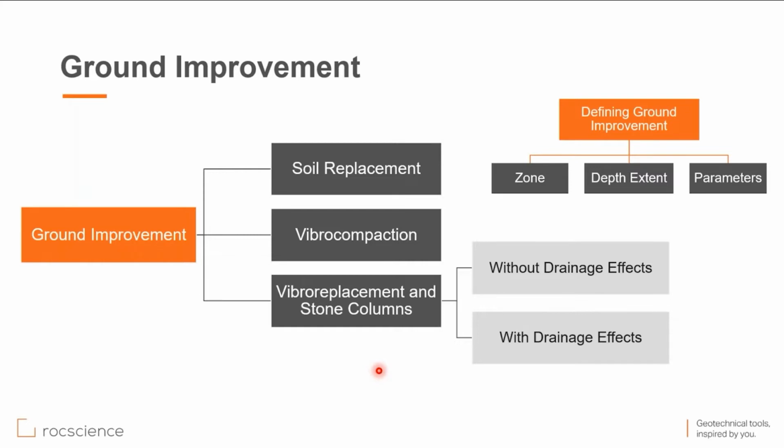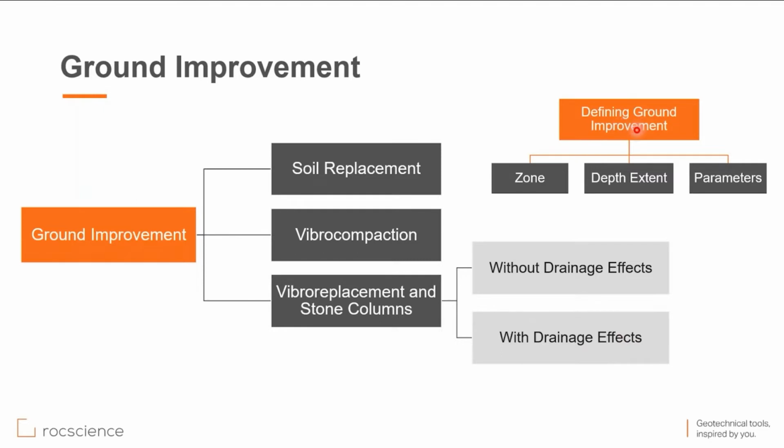well, the three types of ground improvement in Settle3 are soil replacement. You can replace a bulk block of soil with a new soil, or vibrocompaction. So you're vibrating the soil with vibro probes, or vibro replacement and stone columns. So you're replacing the soil with a better soil than the original one. And the vibro replacement or the stone columns may be without drainage effects or with drainage effects. The drainage effects may speed up the consolidation process.